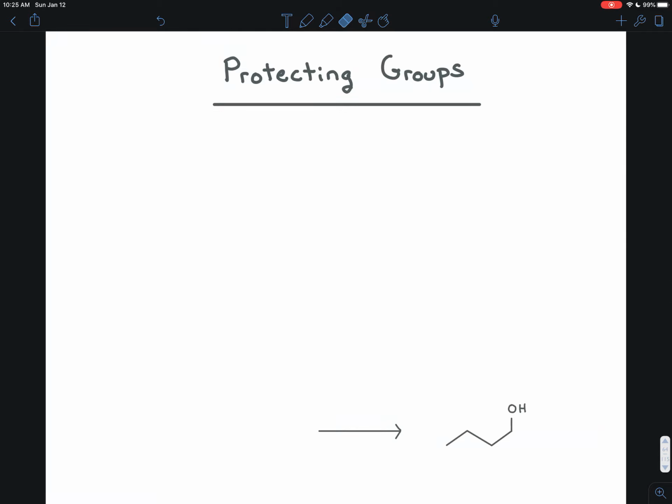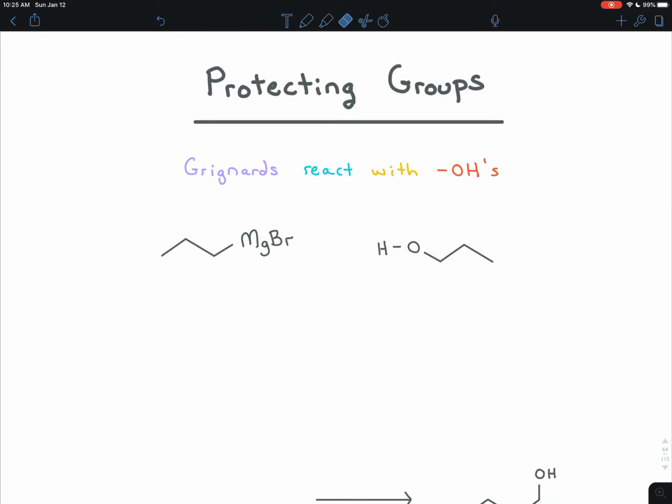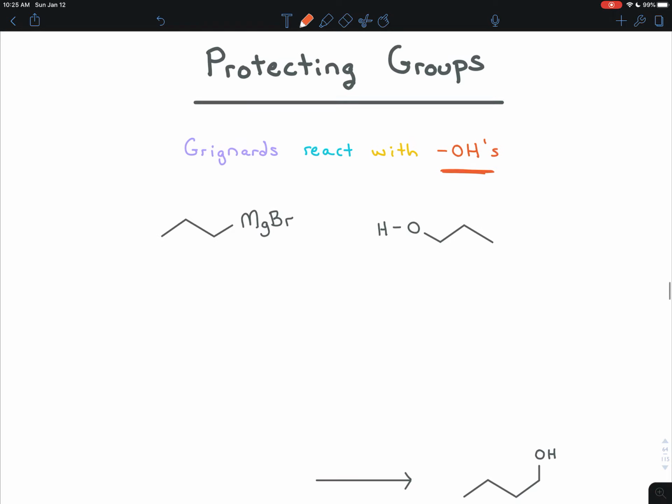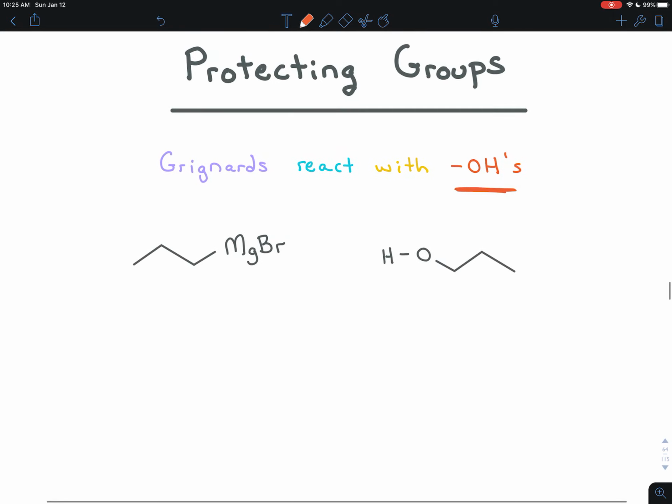Now before we discuss how this fits in with Grignard reagents and alcohols, I just want to make a note of one thing. That's that Grignard reagents react with OHs, whether the OH is in an alcohol or if it's in water. So if you put a Grignard reagent in water, it'll react with the OHs in water, and the Grignard reagent will be destroyed.